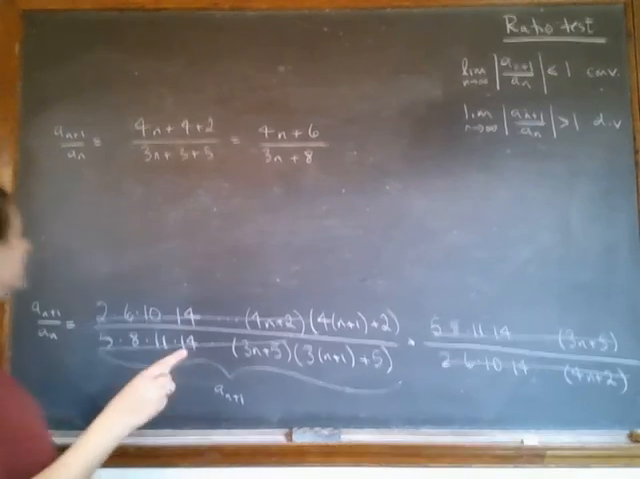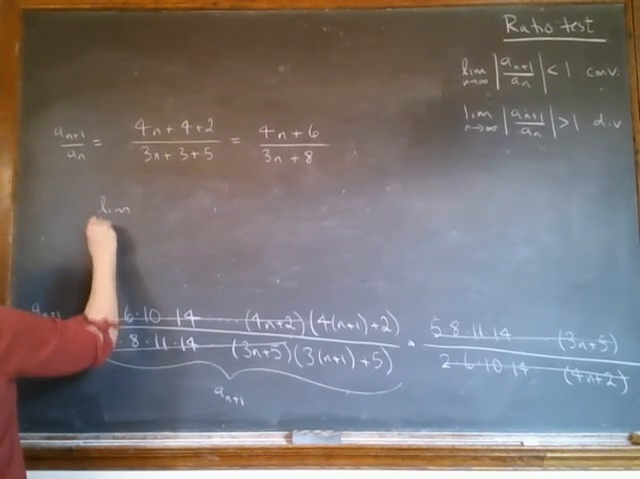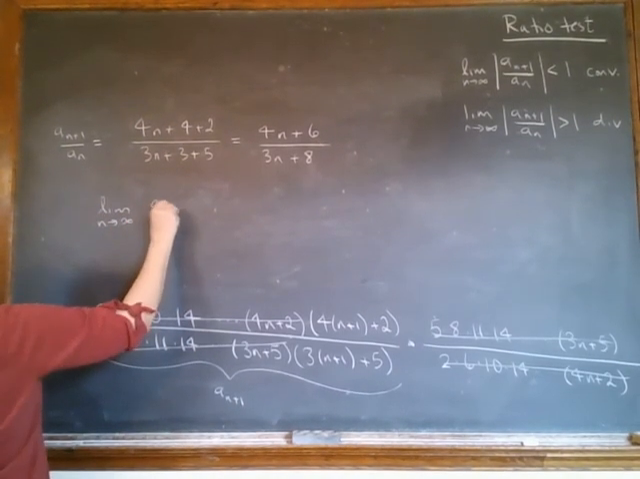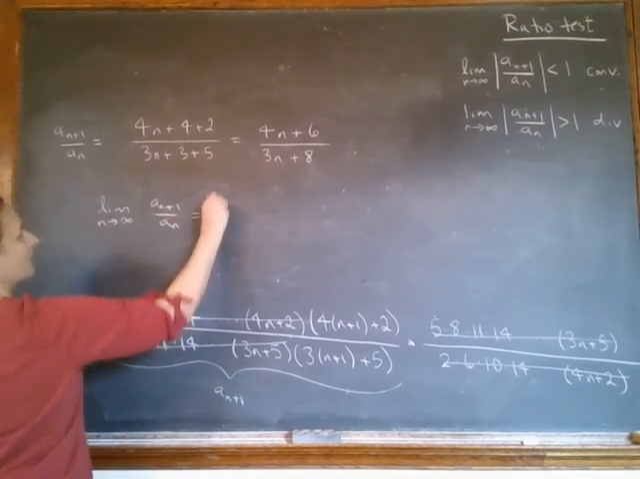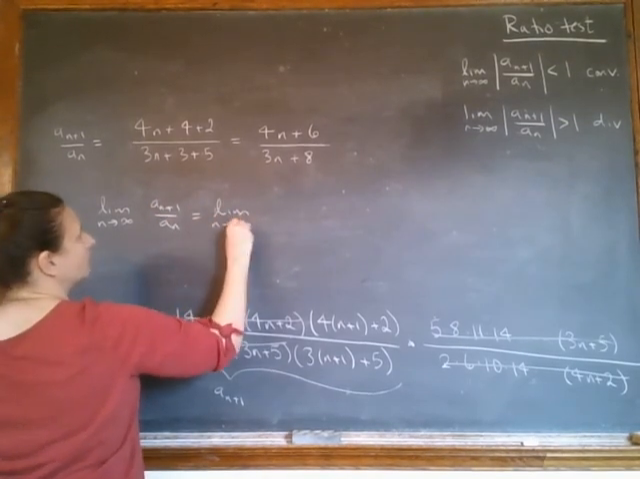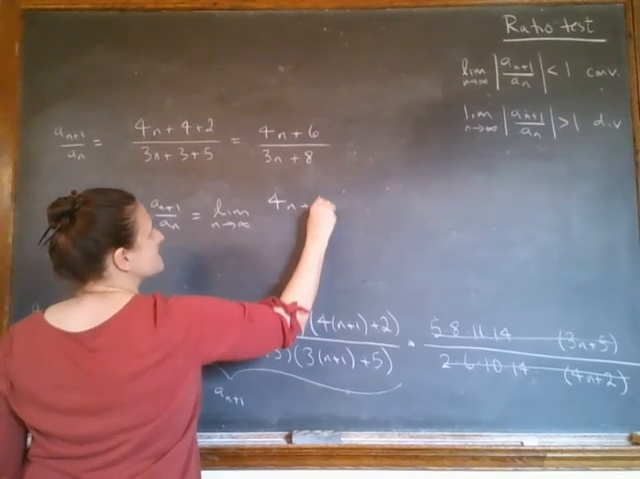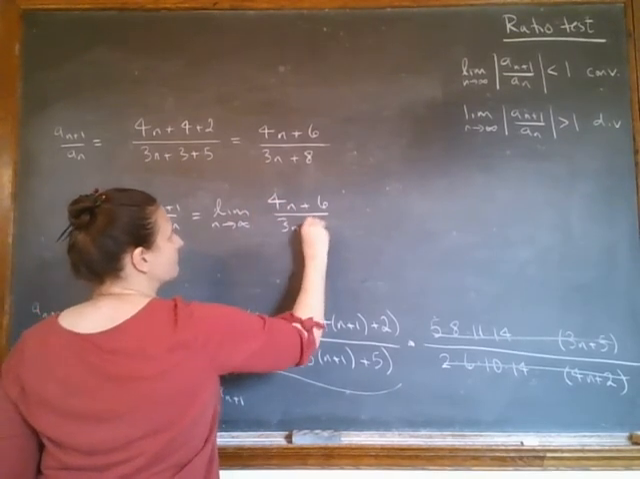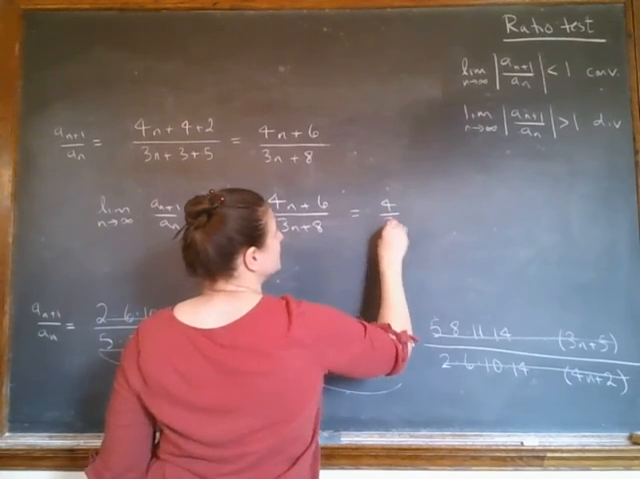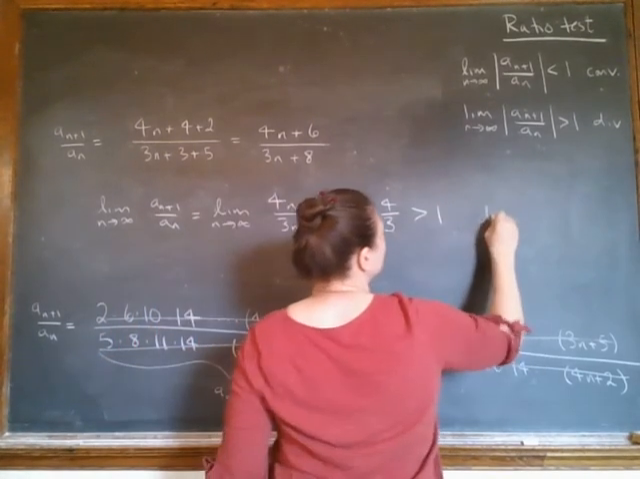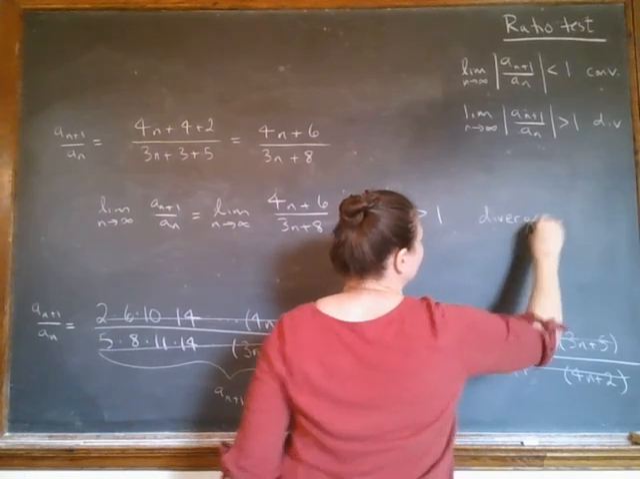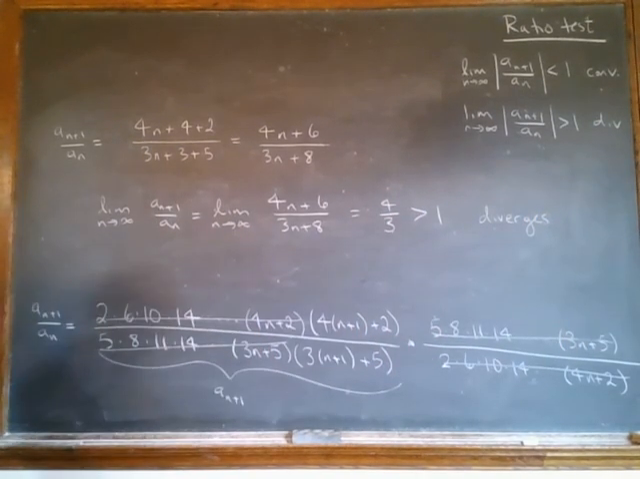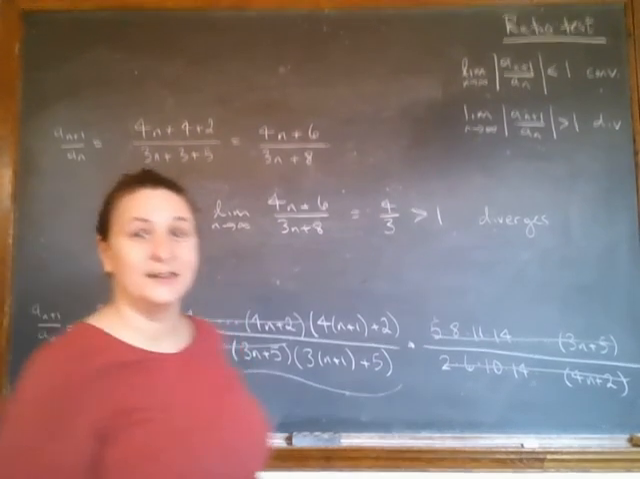Now when I take the limit, you have this guy. So this is just going to be 4/3. So it turns out that this series does diverge. It's hard to maybe see that from the beginning. Yeah, good fun.